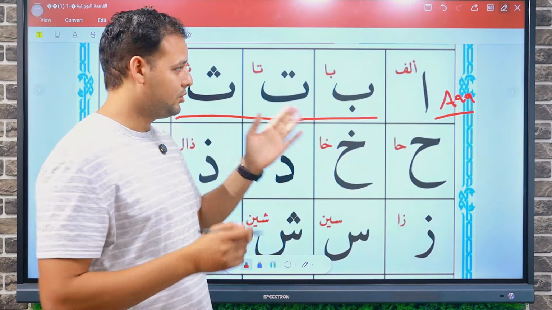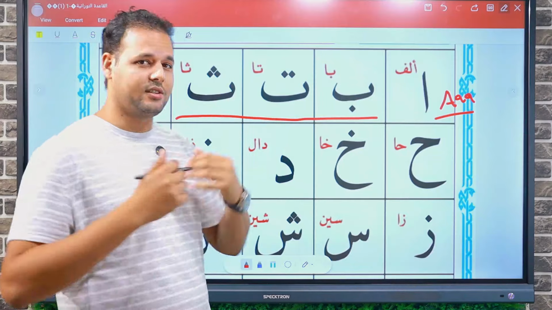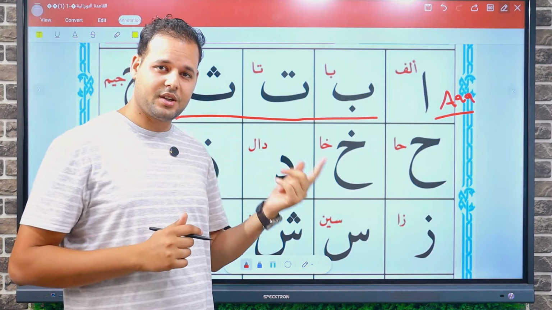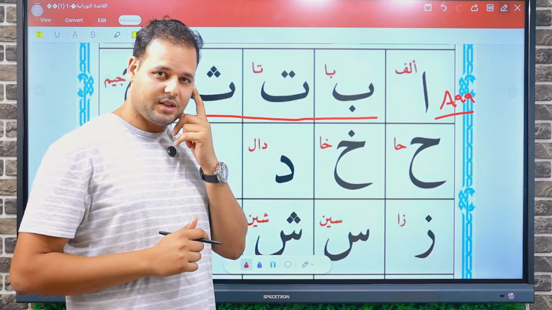Okay? So you will learn it as a kid. This is the letter and this is how you say it. You will compare the shape to the sound in your brain. Okay? Now we are going to start.